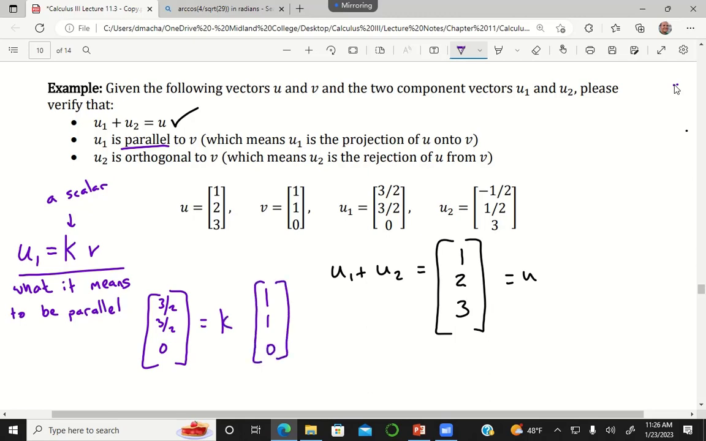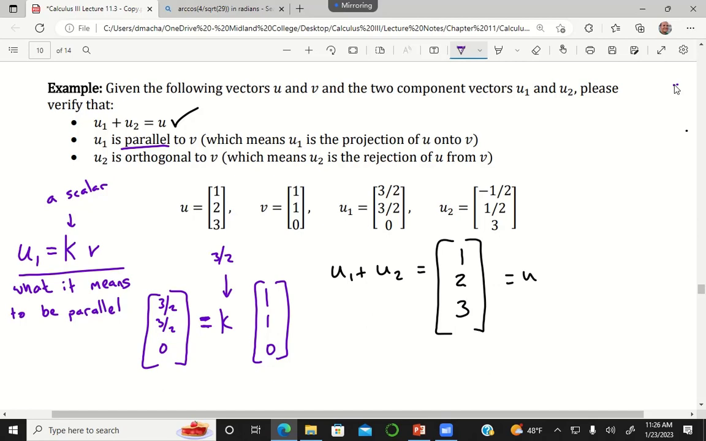And so what is K? What's my scalar here that makes this equation work? 3 halves. If K is 3 halves, then if I do 3 halves times V, then that gives me my vector U1. Does everybody see that? So that means that these two vectors are parallel to each other, U1 and, sorry, K is not a vector. U1 and V are parallel vectors because I can find a scalar K that makes that work.